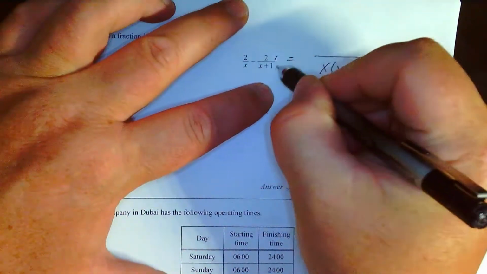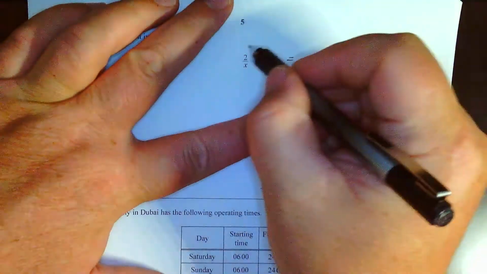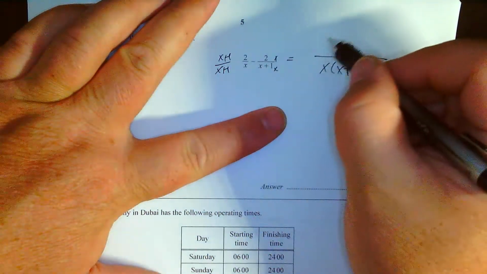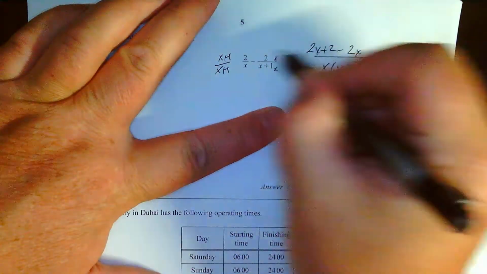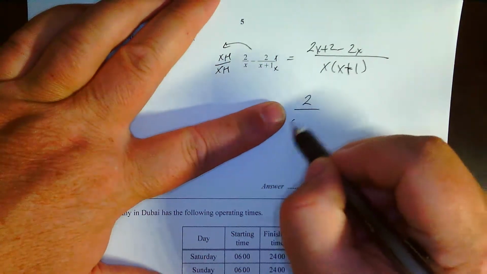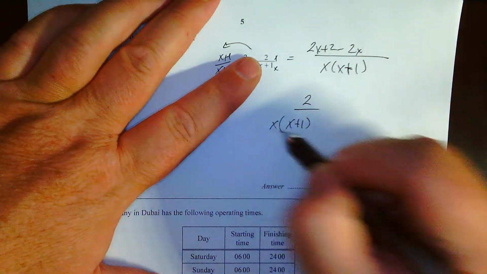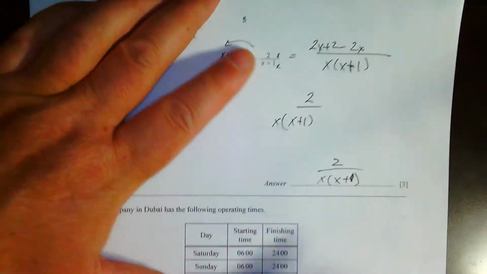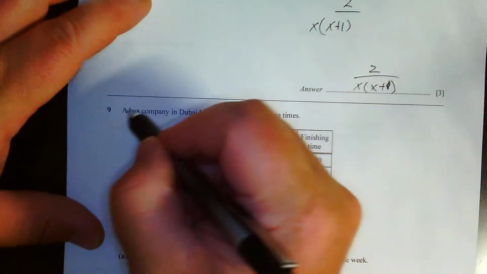So we have to multiply this one by x over x. We have to multiply this one by x plus 1 over x plus 1. So that's going to give us 2x plus 2 right here because we have to distribute that 2. So 2x minus 2x is 0. So there's our answer. All right. Numero 9.